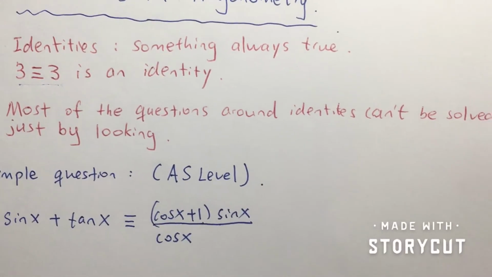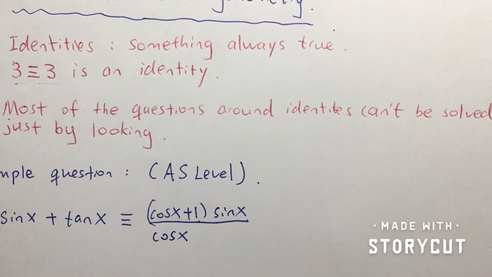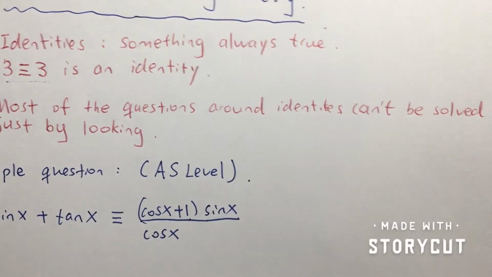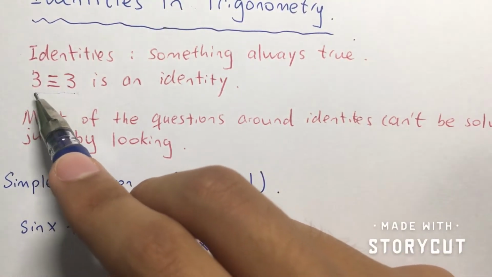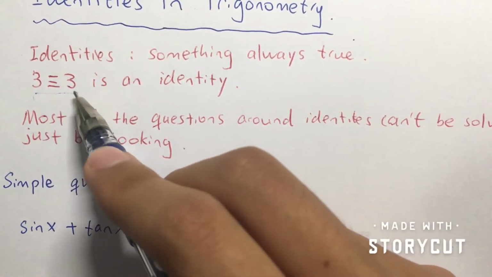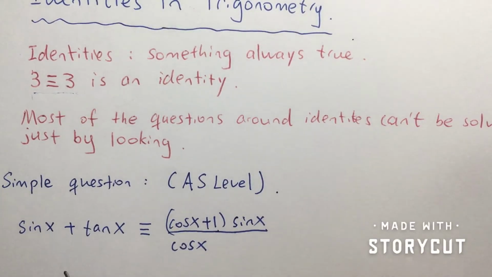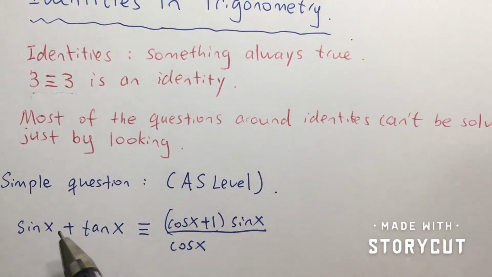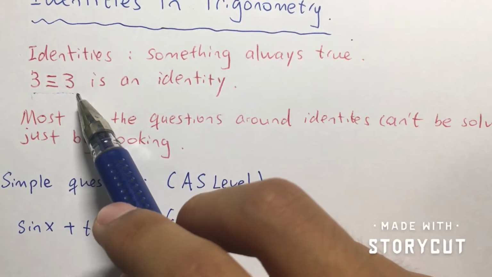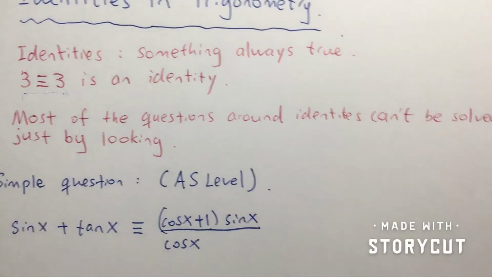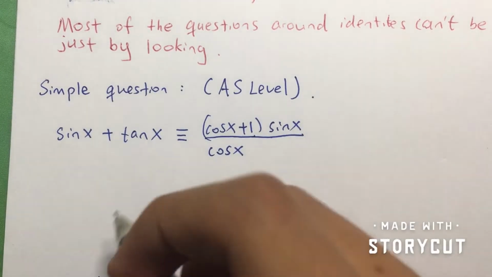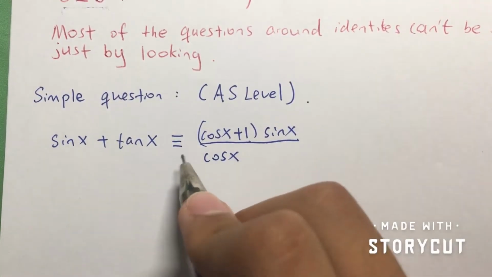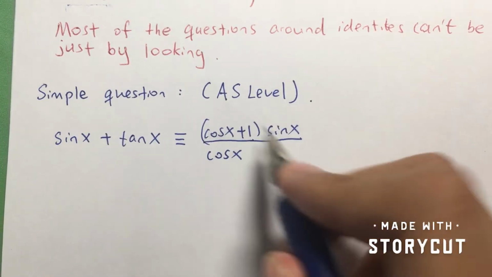However, most of the questions we are going to meet in the exams can't be solved just by looking. We won't get questions like 3 is congruent to 3. We will get questions where we need to do some algebra and some simplifying. So let's do a simple question, which we learned in AS level. Sin x plus tan x is congruent to this thing.